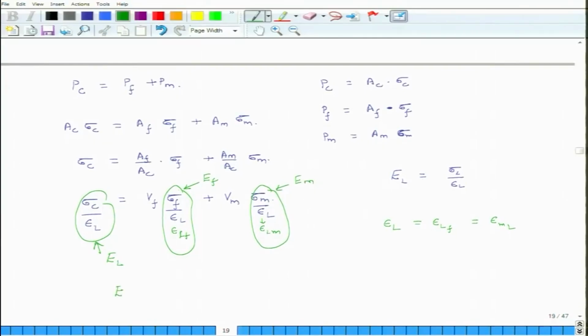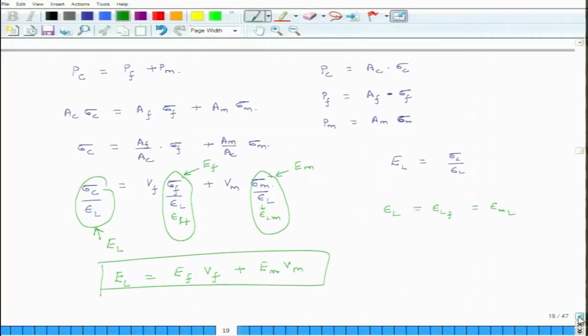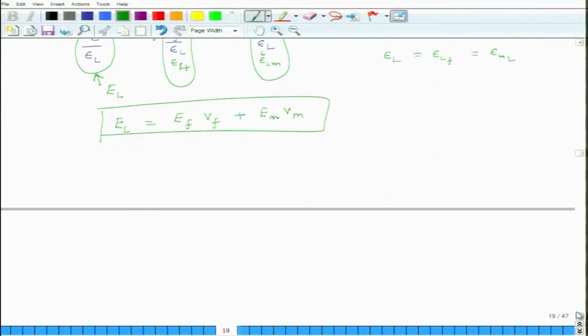So, EL equals EF VF plus EM VM. So, this is the relation between volume fractions and moduli of the fiber and matrix and the overall modulus of the composite in the L direction. So, let us call this equation 1.